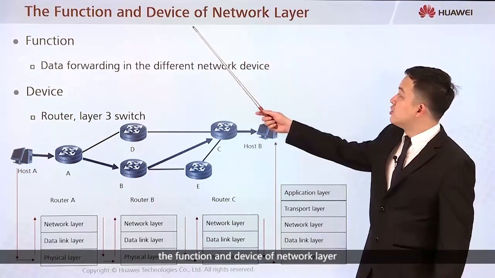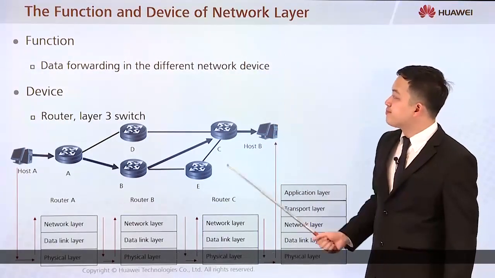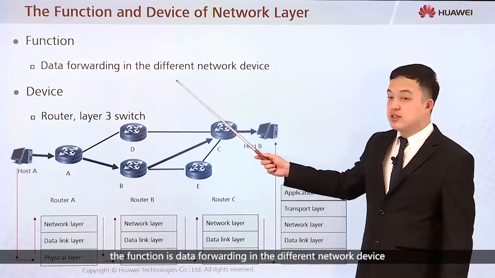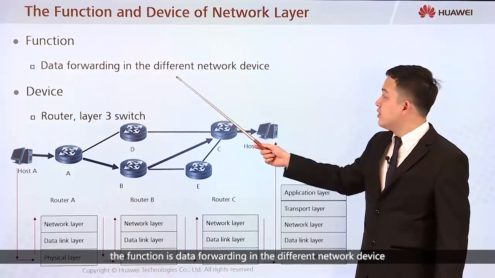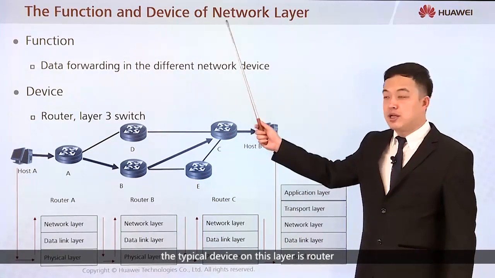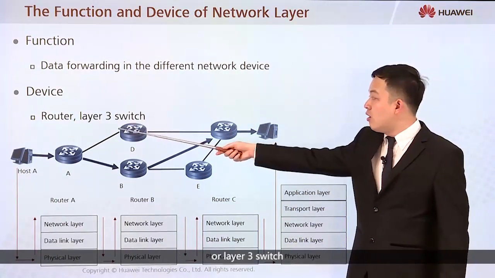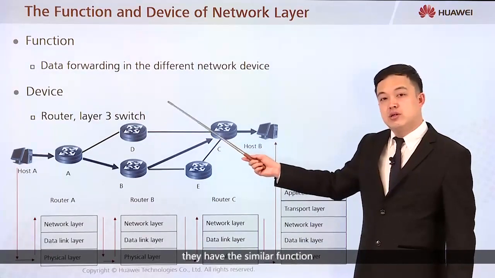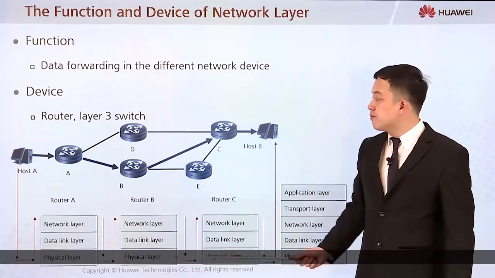The function and the devices of the network layer. The function is data forwarding between different network devices. The typical devices in this layer are routers and layer 3 switches. They have similar functions.